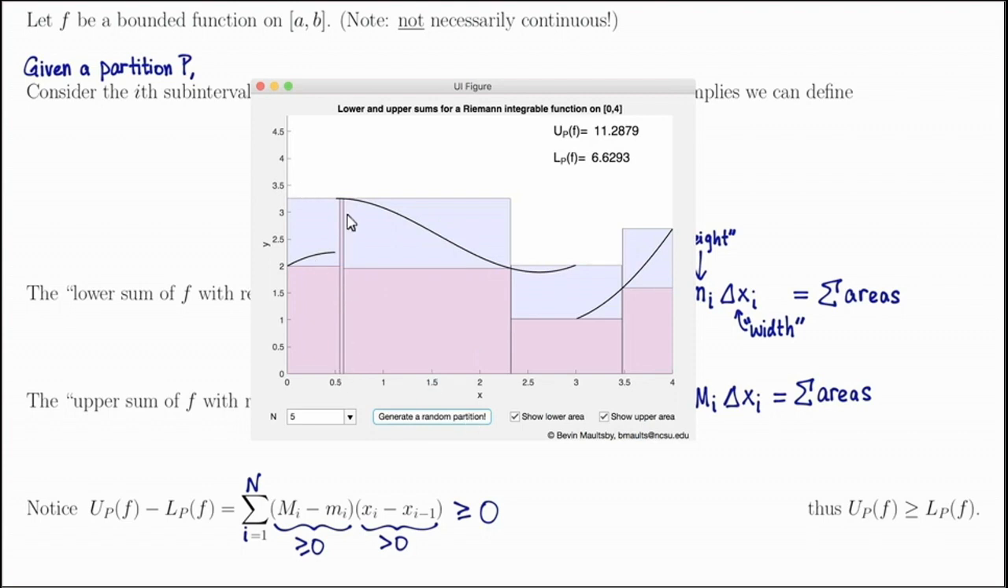Here in the second one, you can see that this subinterval is so narrow that the supremum and the infimum are really, really close together. But of course, for a given partition, they might be quite different.